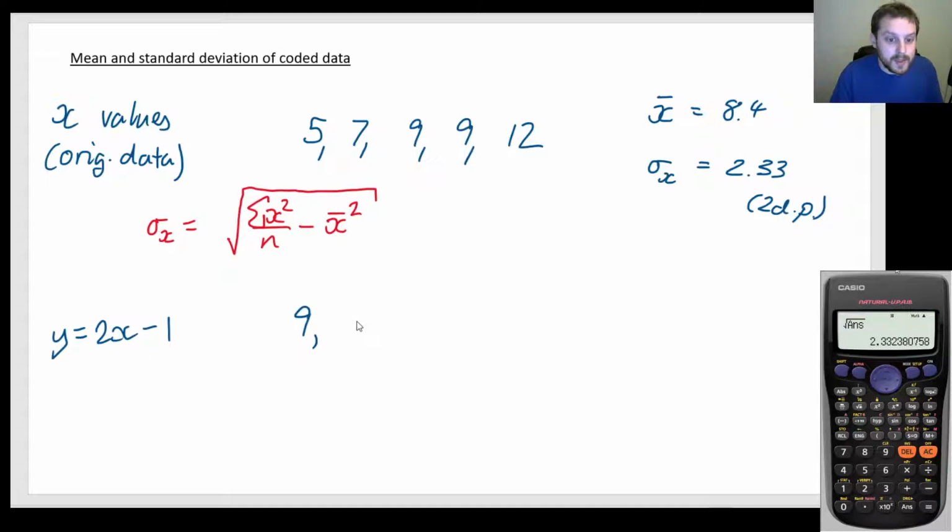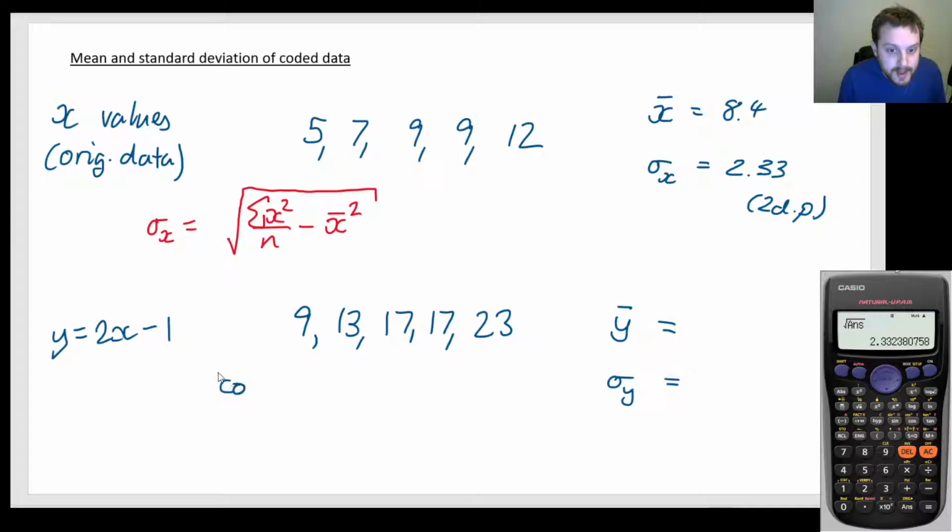7 doubled is 14, take away 1 is 13. 9 doubled is 18, take away 1 is 17. And then 12 doubled is 24, take away 1 is 23. And so what we actually have here is now y bar and sigma y. Okay, this here is my coded data. This is what this is.